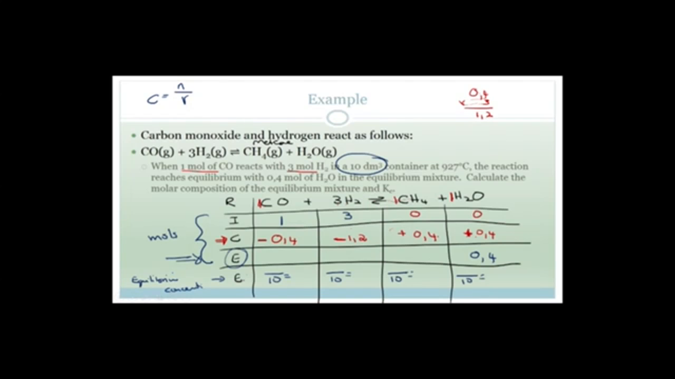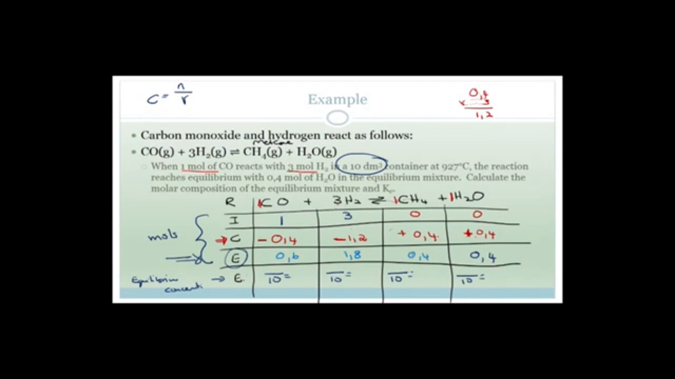And now we're going to look at what we've got left over. So what do we have left over? We have 1 minus 0.4, which is 0.6. We've got 3 minus 1.2, which is 1.8. Yeah, we've made 0.4 because we started with 0, and this is still 0.4.